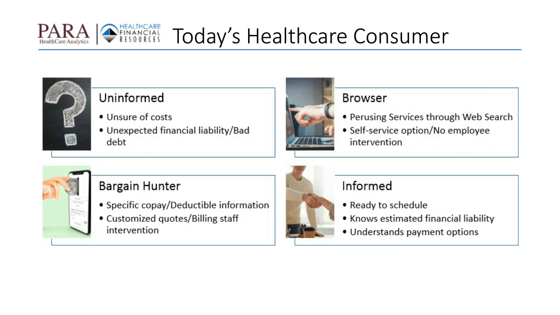They usually do not contact the hospital directly for more information, or the information they receive from the hospital is lacking. Next are the bargain hunters. These are those shoppers who know their insurance plans, their co-pays, deductibles, and co-insurance. They may even have a doctor's order in hand. Now, these shoppers are looking for more customized quotes and will usually call multiple providers to get estimates. Finally, we have the informed, those who know their estimated financial liability, understand their payment options, and are ready to schedule services.